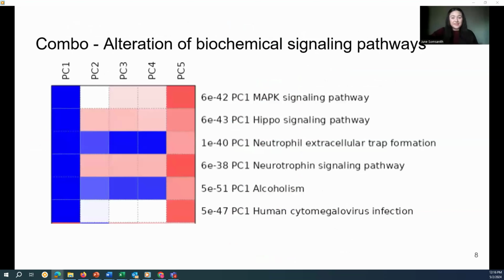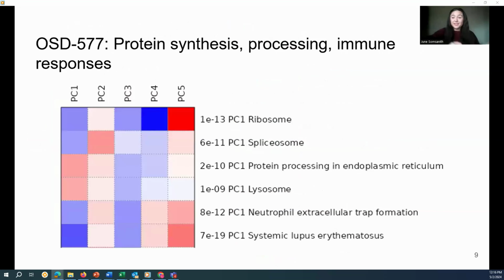And for the sake of time, because I only have 5 minutes left, I'm only going to be looking at PC1 for both of them and comparing them. So for the combo matrix, we have more alteration of biochemical and signaling pathways, versus with the single human study, where we're more focused on protein synthesis, processing, and immune response. And this will be up on my GitHub page if you're curious.